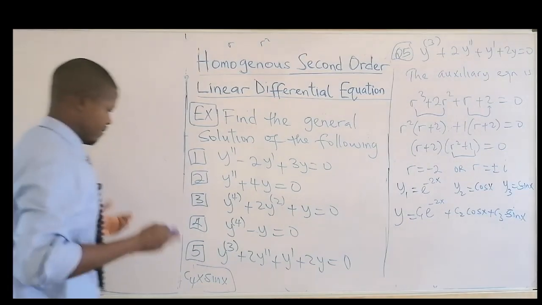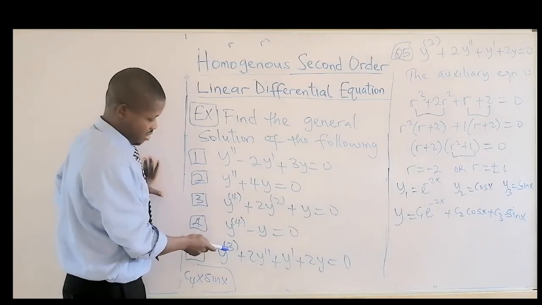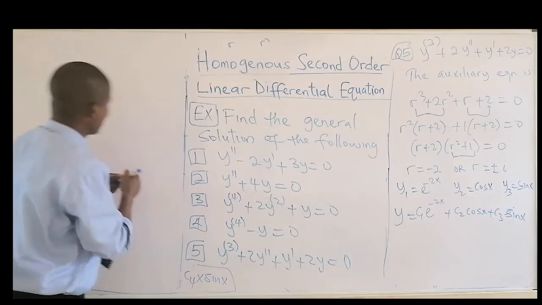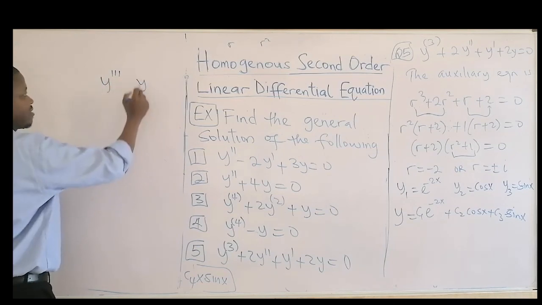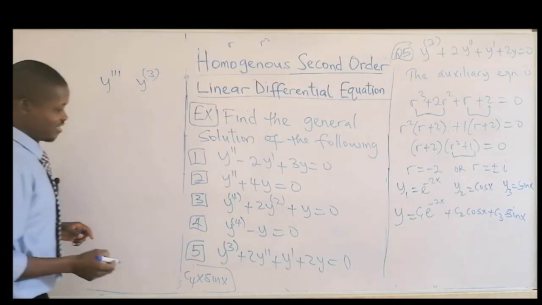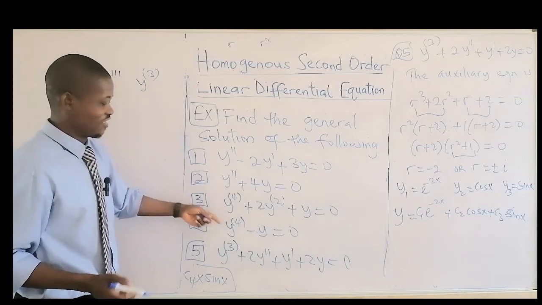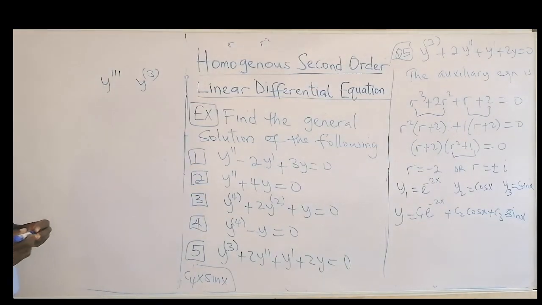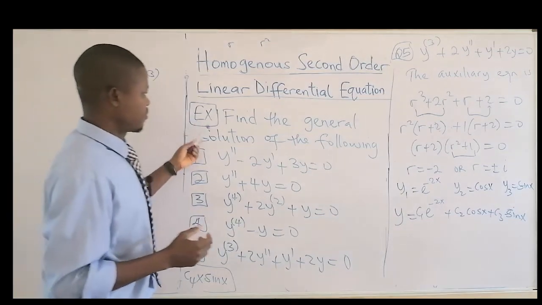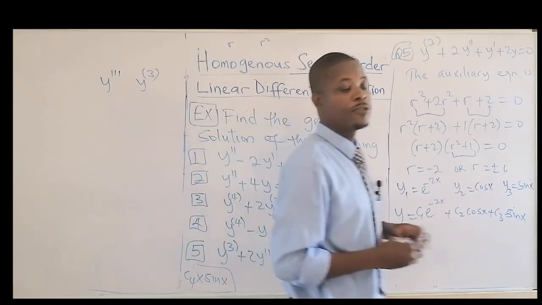I just want you to observe how they can write your differential. It can be of this form. The y triple prime can also be written as y with three primes. Okay, it can also be like this. It's the third differential. You can also see the fourth differential. So those are the various forms of questions, and that is the end of this exercise.